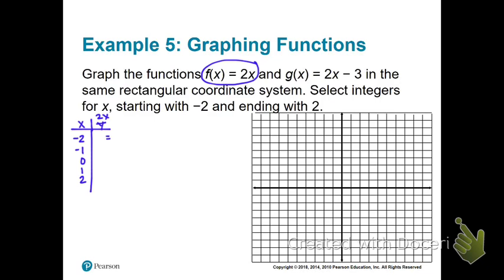So I know that this first one is going to be 2 times x. What is x? -2. 2 times -2 is? -4. So I have the ordered pair there, -2, -4. So I'm going to plug in the -1. So 2 times -1, which is? That would be a -2. Then plug in the 0. So 2 times 0. And then plug in the 1, so 2 times 1. 2 times 1 is 2. And then plug in the 2, so 2 times 2.